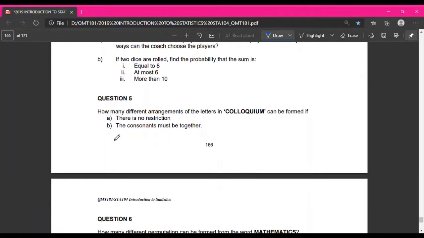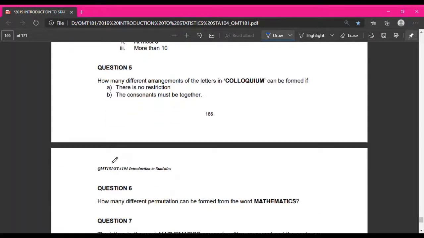Okay, contoh yang ni, question number 5. How many different arrangement? So, kena buat permutation sebab arrangement of the letters in colloquium can be formed if there is no restriction. Tak ada restriction apa-apa. Just nak tahu berapa banyak arrangement yang you boleh buat daripada letters colloquium. So the answer will be, just kira berapa dia punya n dan berapa bilangan letter yang sama kalau ada. Ada kan? Kita tengok ada O, ada L yang sama. So n together ada 4, 5, 6, 8, 9, 10.